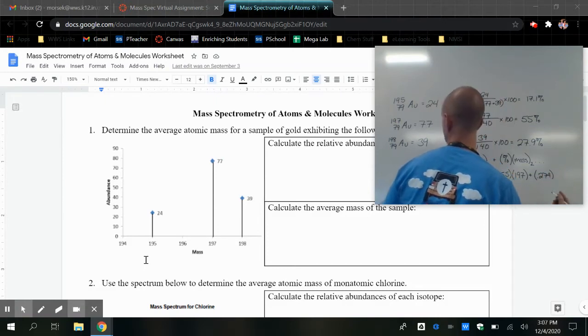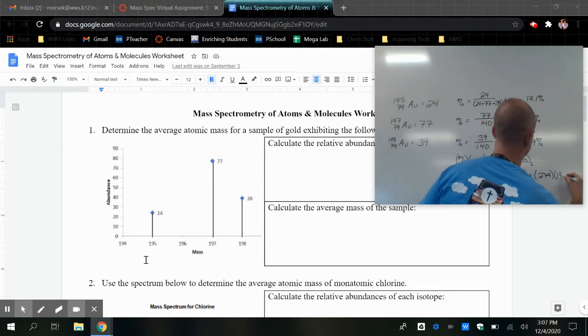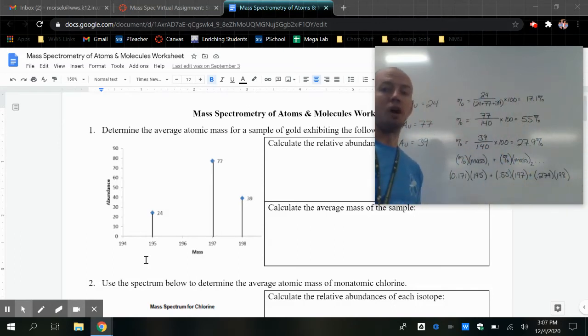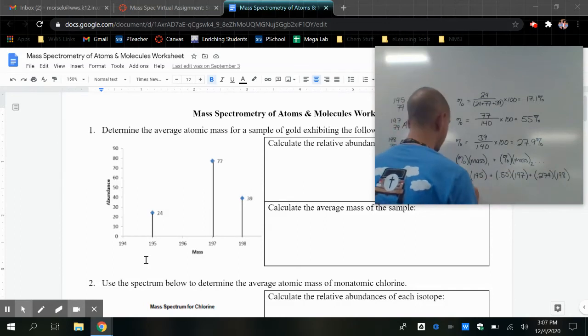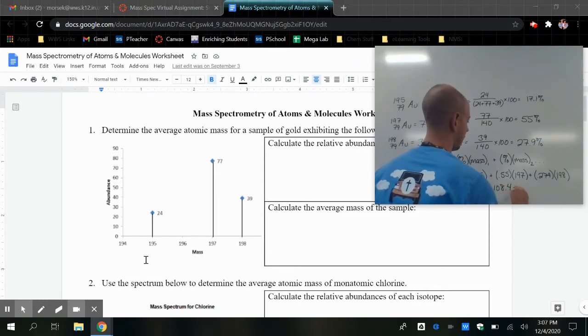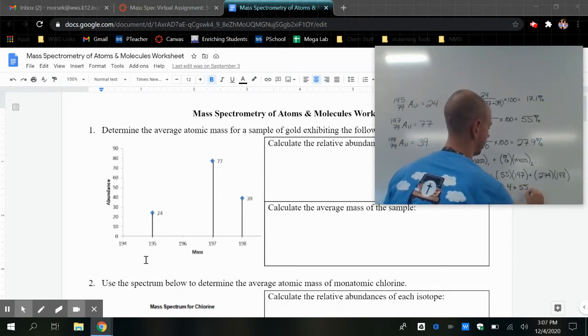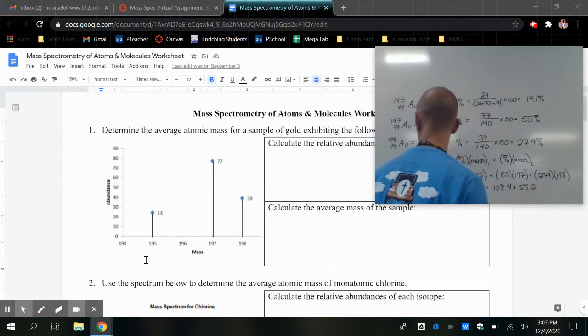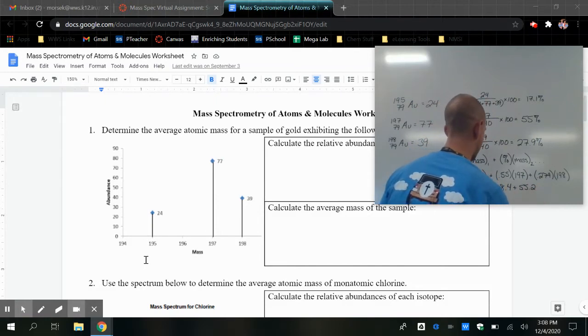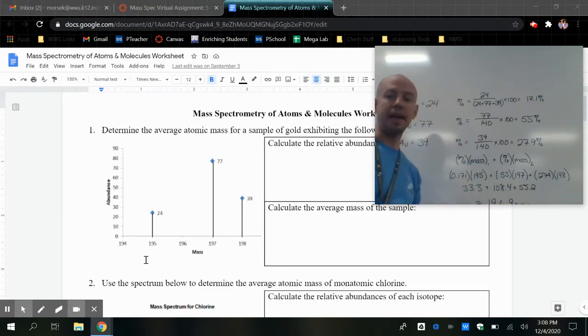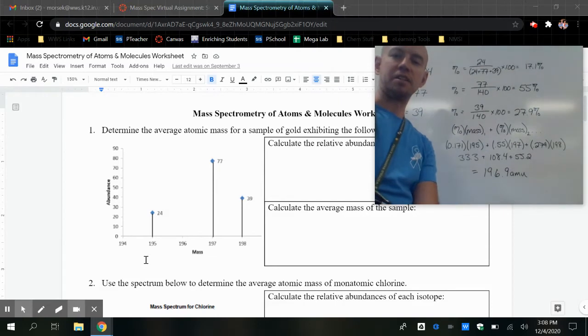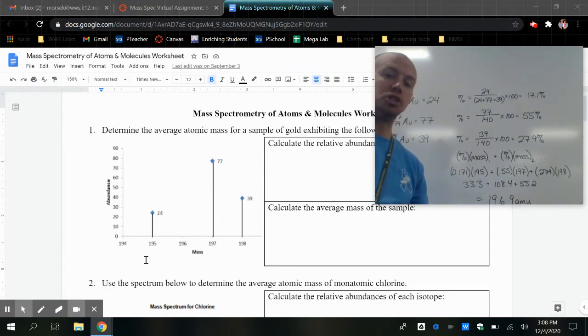27.9, that peak to the right, has a mass of 198. You don't have to show each step here, but just so we can kind of go through the process, that right there would come out to 33.3. That would come out to 108.4. This guy would come out to 55.2. And when I sum all of those together, my average atomic mass is 196.9 AMU. And that's cut off there at the bottom, but atomic mass units.